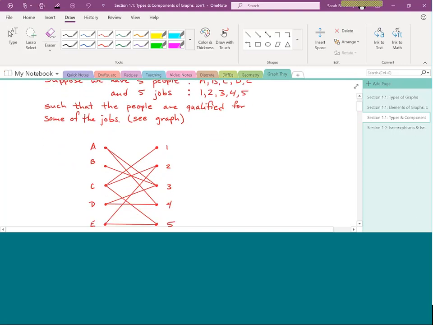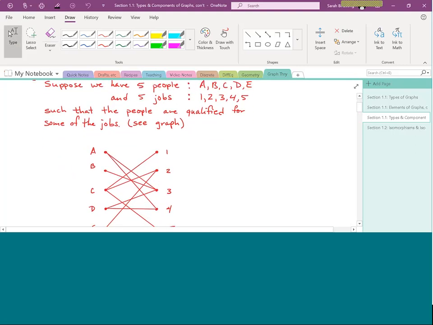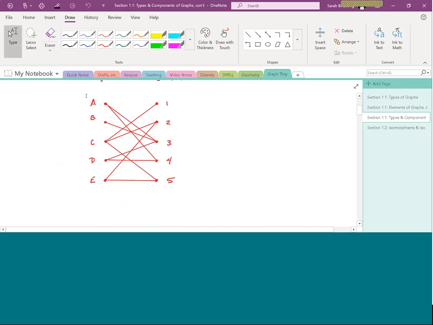Okay? So here's how the people are qualified for the jobs. Here's how to read this particular graph. Person A is qualified to do job 3 and job 4. Notice the edge indicates the relationship between the person and the job. So if an edge exists, this means the person is qualified to do that job. Okay? So person B is only qualified to do job 3. Person C is qualified to do job 1, 2, and 5. Person D is qualified to do job 3 or job 4. And person E is qualified to do job 2 or job 5.